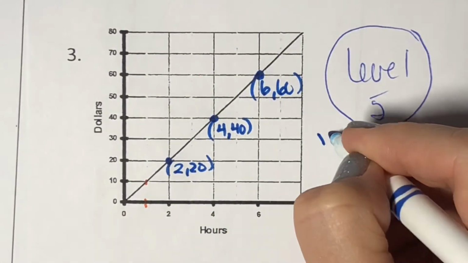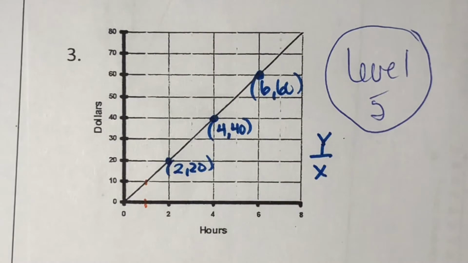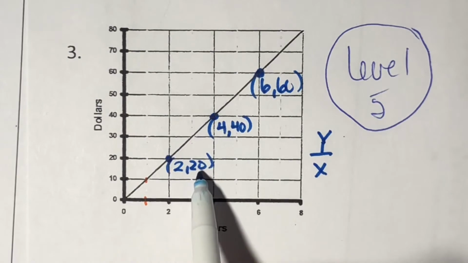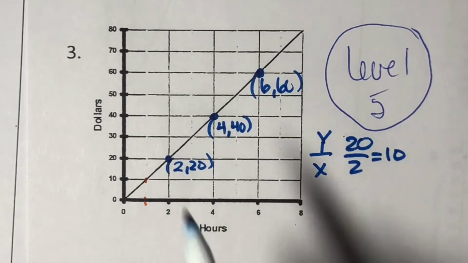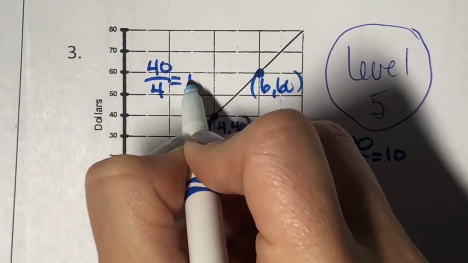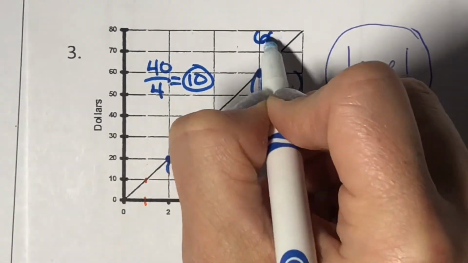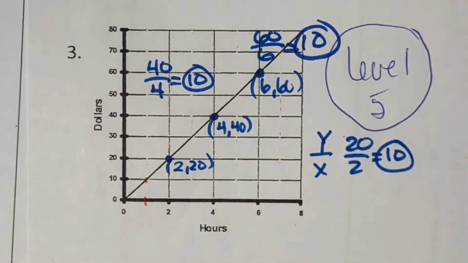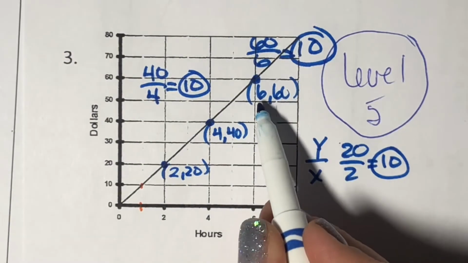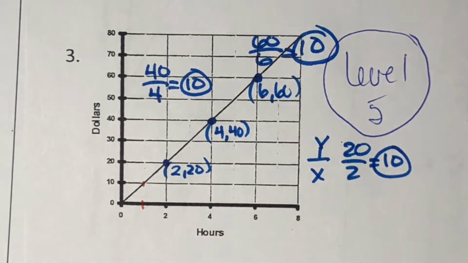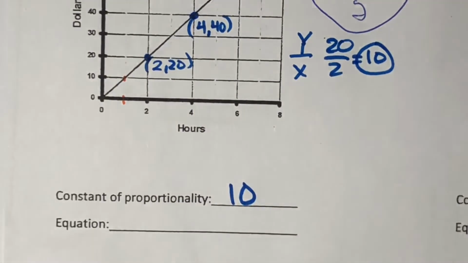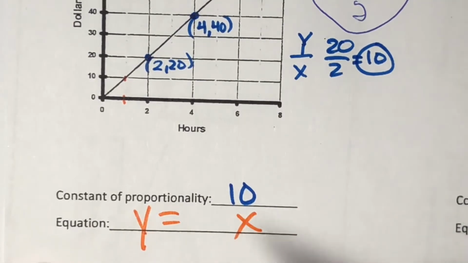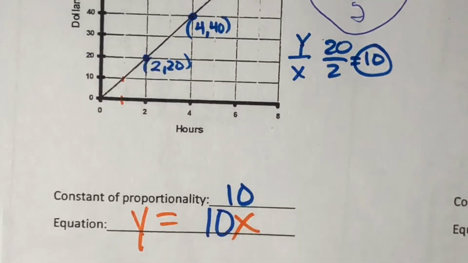And if the constant of proportionality can be found by taking all of my y's and dividing them by all of my x's, if I earn $20 for working 2 hours, then yep, I just earned $10 in 1 hour. If I earned $40 for working 4 hours, there's 10 again, and $60 for 6 hours is 10 again. And so because I divided all of my y's by my x's and got 10, that means my slope is 10. And once I know my slope, I can write my equation. And my equation is y equals 10x for that one.